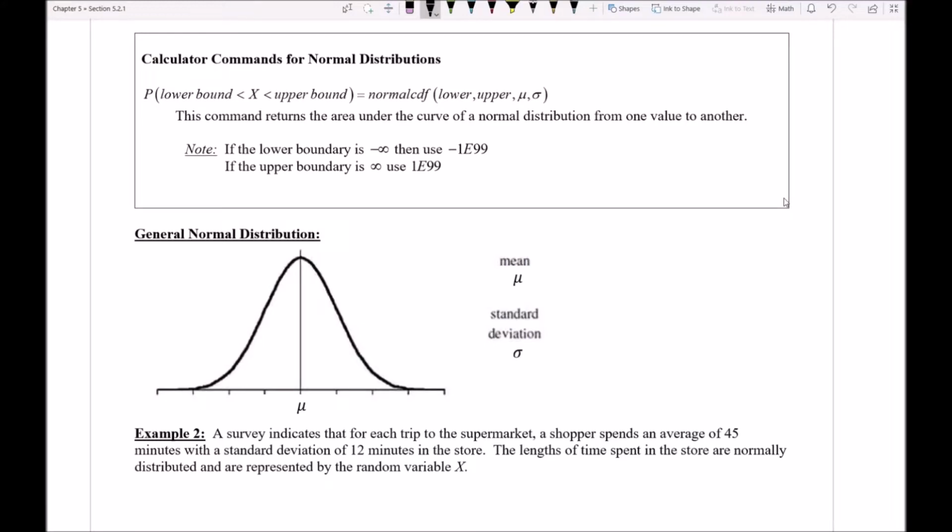Now we're going to take a look at how we can actually calculate some probabilities using a normal distribution. I have some basic calculator command information up near the top, but I'm not going to go through that right now. We'll come back to that in a moment when it relates to the question in example 2. So what we're going to be looking at here is what we'd refer to as a general normal distribution with just some value for its average and some value for its standard deviation.